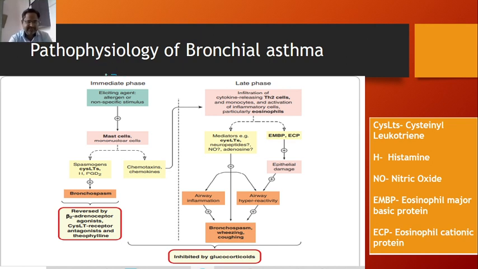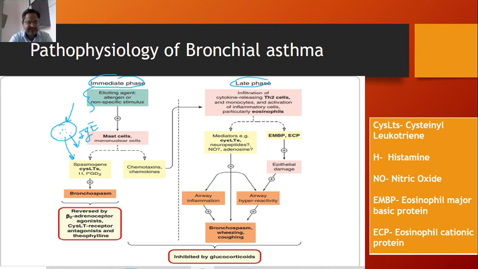Again, we already discussed the immediate phase. The next phase is the late phase. First, we will revise what we mean by the immediate phase. The eliciting agent, allergen, or non-specific stimulus stimulates the mast cell. The mast cell is the cell in which various inflammatory mediators are stored. When the allergen binds to the mast cell, it is called the antigen-antibody reaction, and it produces the antibody IgE, and due to that it releases various inflammatory mediators.